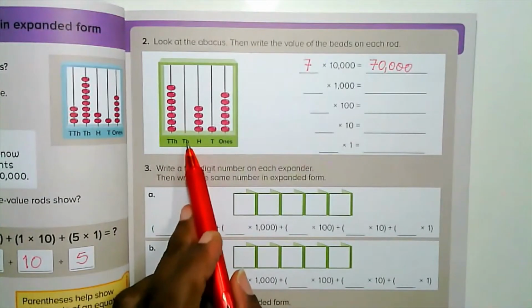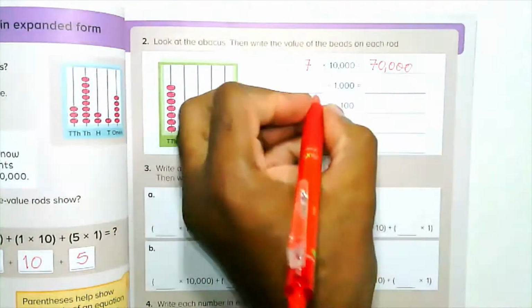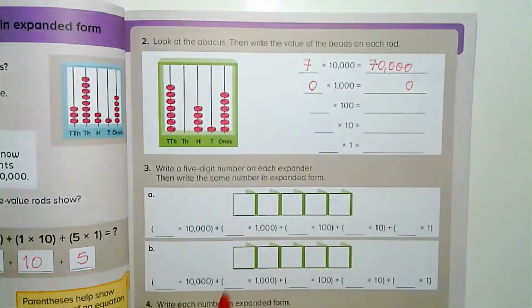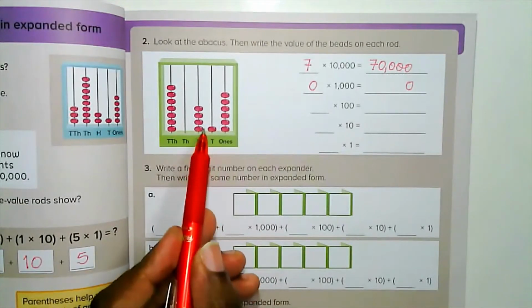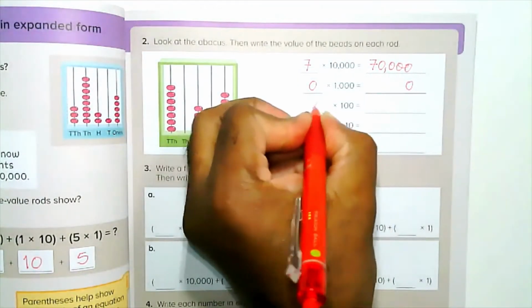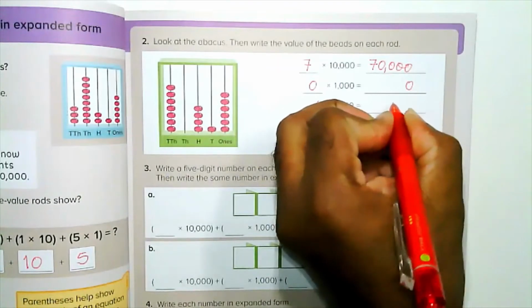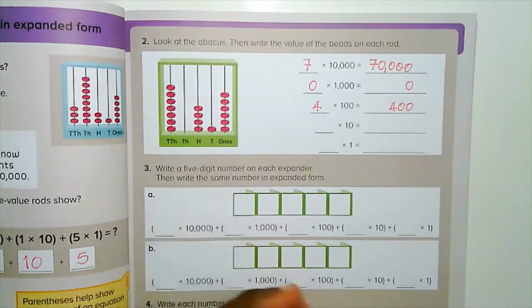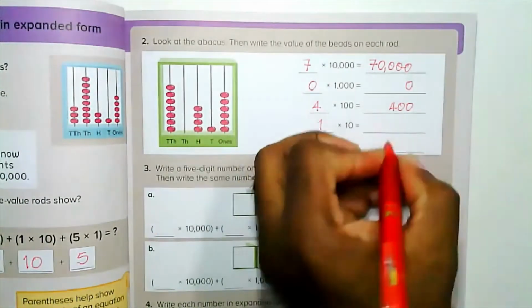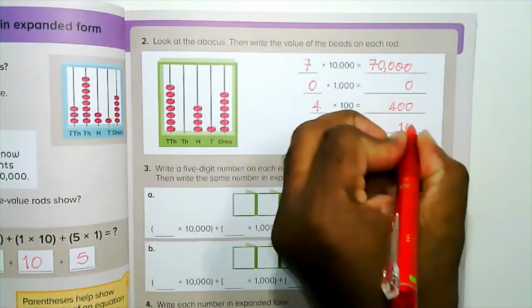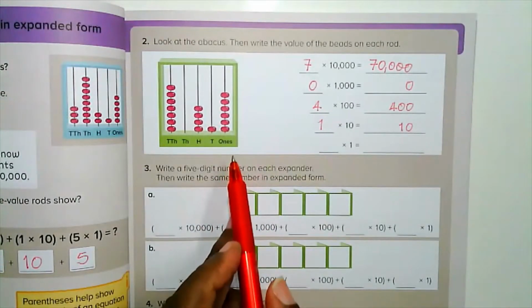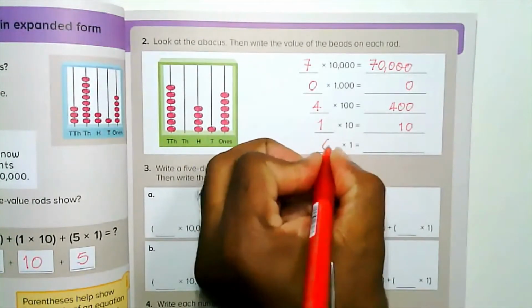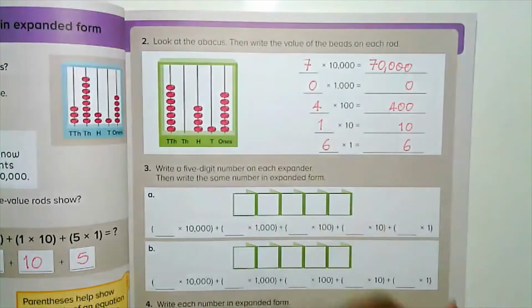The thousands, we have no beads here, so we depict it as 0. 0 times 1,000 is 0. The 100, we have 4 beads. So 4 times 100 will give us 400. Tens, we have 1 bead. So 1 times 10 is 10. The ones, we have 1, 2, 3, 4, 5, 6. 6 beads. So 6 times 1 will give us 6.